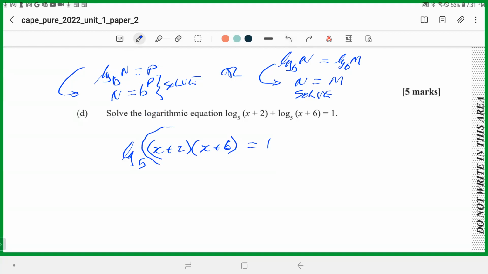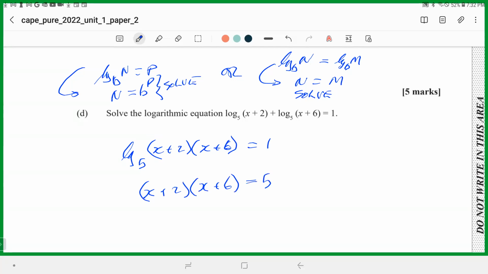This becomes your number. So that number is equal to 5 raised to the power 1, isn't it? And when the log of a number to a base is equal to 1, the number and the base are equal, whichever way you want to look at it. Because 5 to the power 1 is still 5, isn't it? So we know that this right now equals 5. It's a pure maths side. So it means that x plus 2 times x plus 6 equals 5.